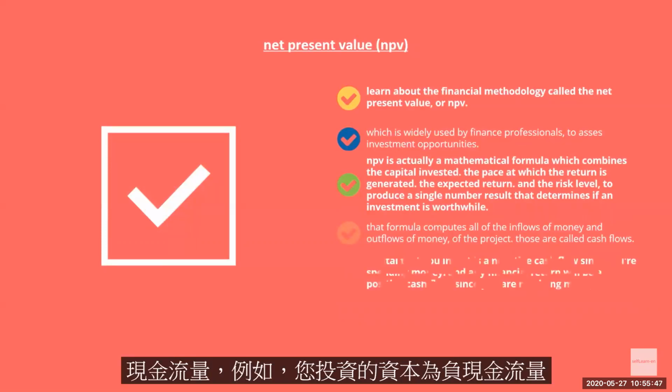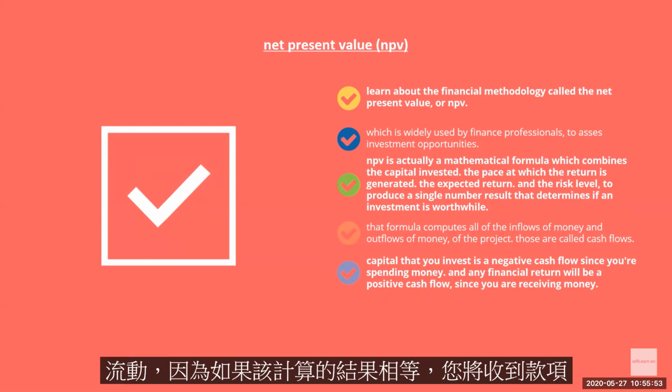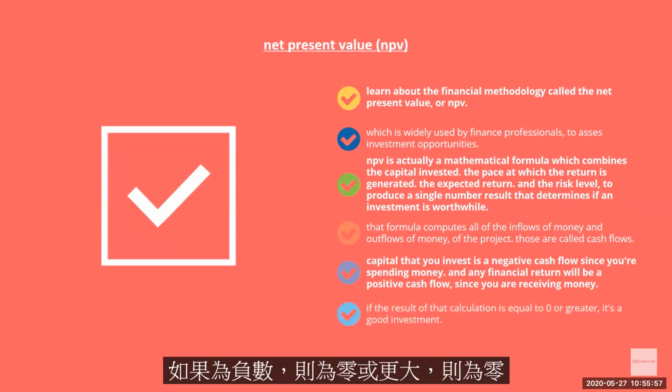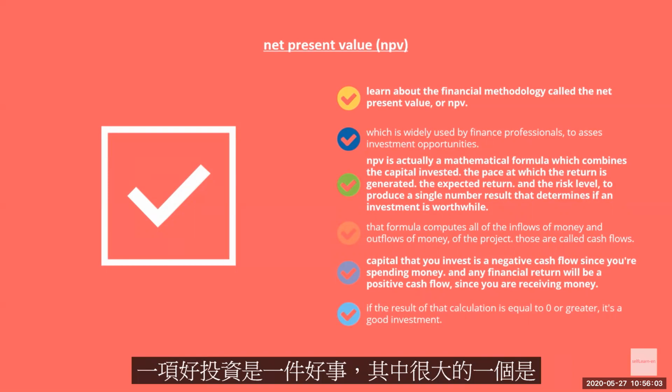So for example, the capital that you invest is a negative cash flow since you're spending money. And any financial return will be a positive cash flow since you are receiving money. If the result of that calculation is equal to 0 or greater, it's a good investment. If it's negative, then it's not. How great does that sound? A mathematical formula that tells you how good an investment is? Well, there's a trick to it, and a big one.